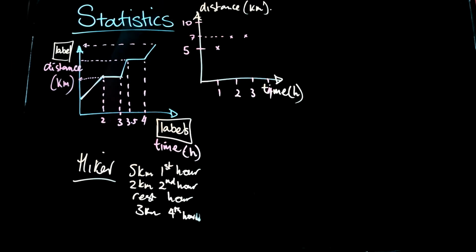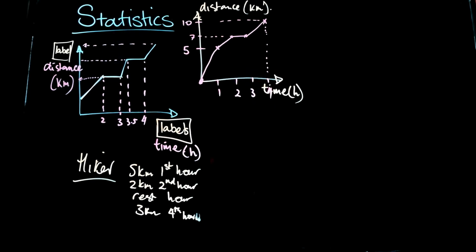And then in the 4th hour, we walked 3 kilometers. So we're already at 7, so that's going to take us up to 10. And I'm just kind of doing this kind of thing now, going across and putting a little mark there. Okay, so we started down here at time 0, and we walked 5 kilometers in the first hour. Then we walked another 2, then we had a rest, and then we walked another 3 kilometers.